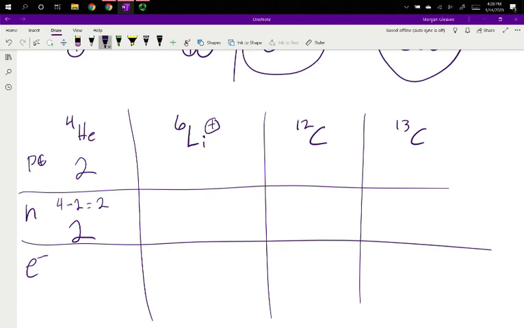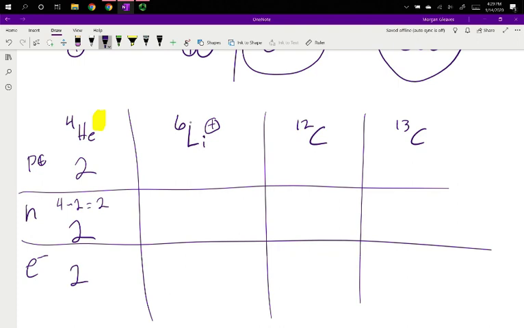If I look at my electrons, well, I have no charge. My charge is left blank. So I have no positives or negatives overall, but I know I had to have 2 positives to be helium. So I must cancel the 2 positives with 2 negatives. I must have 2 electrons. So my helium 4 with no charge has 2 protons, 2 neutrons, and 2 electrons.